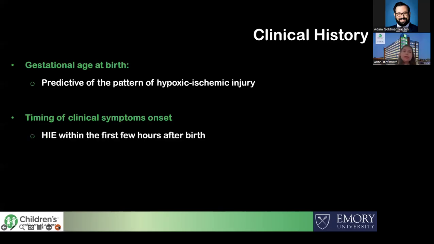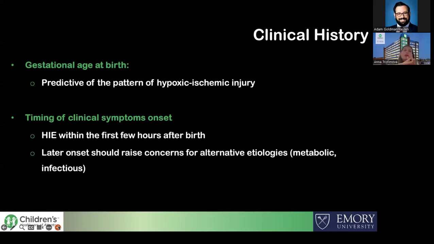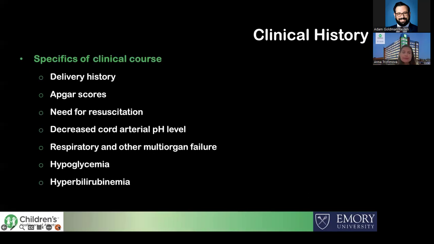For example, when we're talking about hypoxic ischemic injury, the clinical presentation usually happens within the first few hours after birth. If we're dealing with cases where the onset of acute clinical symptoms happens later, like days or even weeks after birth, that should raise concern for alternative etiologies, which may be metabolic, infectious, or something else.